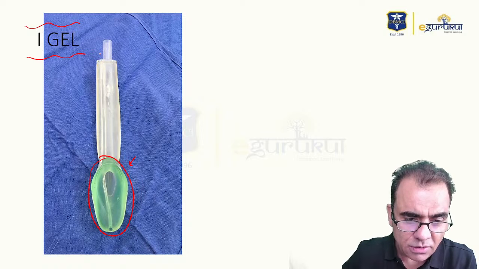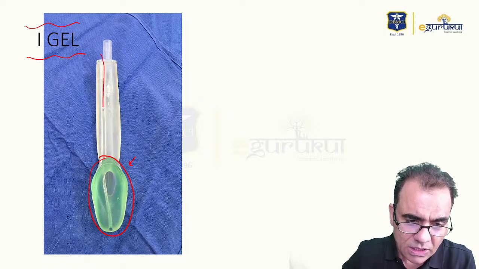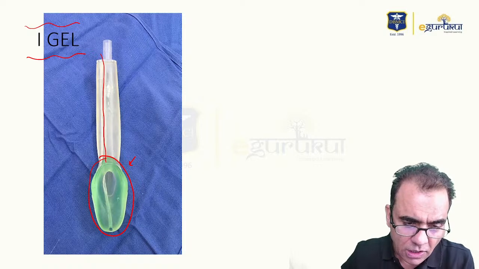So you can see that there is a tube. Through this port you can pass your suction catheter or Ryle's tube, and through this hole it will enter the esophagus.